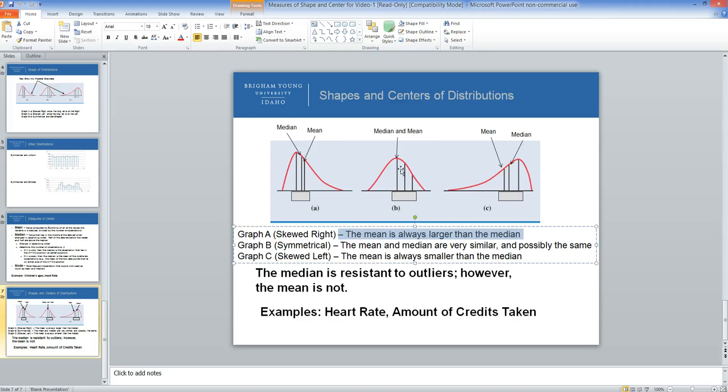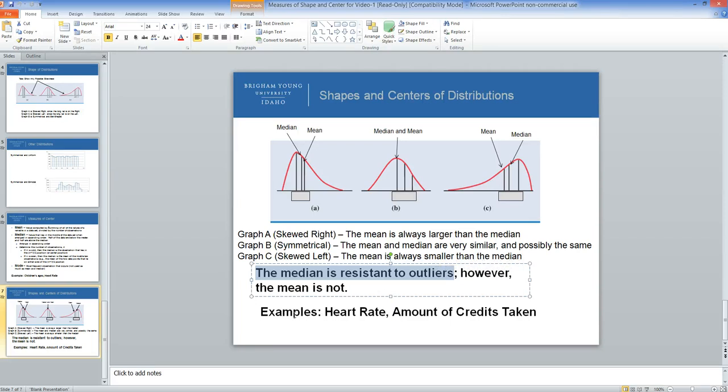Okay, with a bell-shaped distribution, the mean and the median will be very similar and possibly close to the same. Now with a left skewed distribution, the mean is always going to be smaller than the median. The reason for that is that it's the outliers over here that are going to pull the mean further out. So if we have outliers here, the mean is going to be pulled this way, so the mean will be larger than the median. And over here, the mean will be less than the median because the outliers pull the mean over to the left, okay? Now the median is resistant to outliers. However, the mean is not.